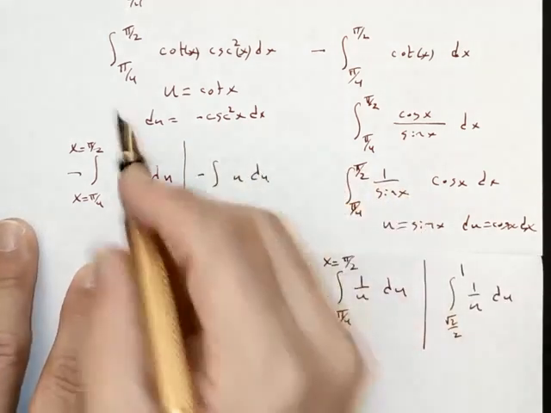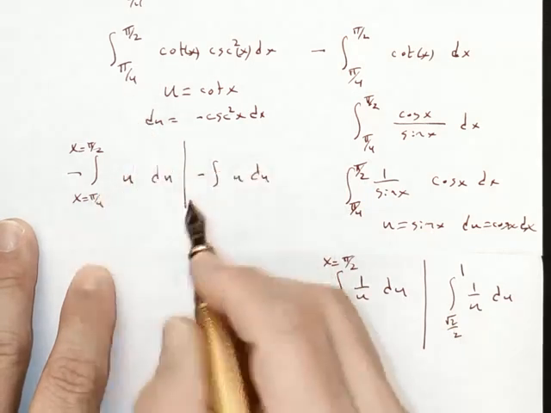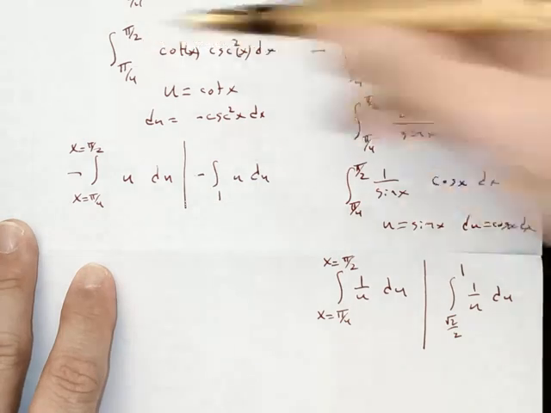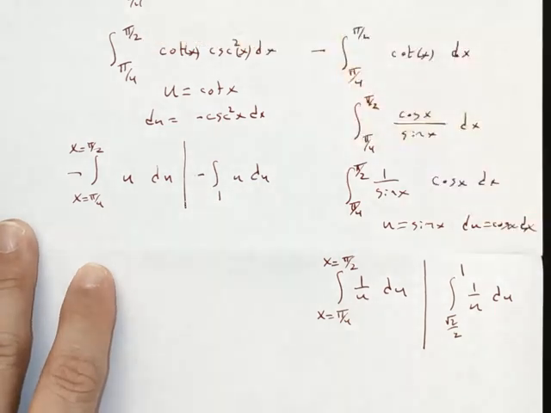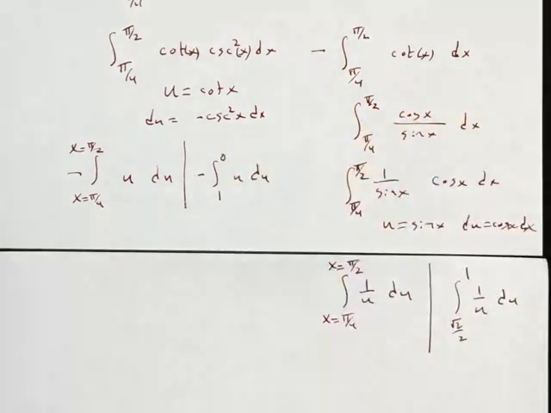Cotangent is cosine over sine. Cosine of pi over 4 is root 2 over 2. Sine of pi over 4 is root 2 over 2. That makes this a 1. Cosine of pi over 2 is 0. Sine of pi over 2 is 1. That makes this a 0. I don't care whether you do this integral or this integral, you're going to get the same answer. I don't care if you do this integral or this integral, you're going to get the same answer. Whatever number you get over here, subtract whatever number you get over here. Okay, does that make more sense?